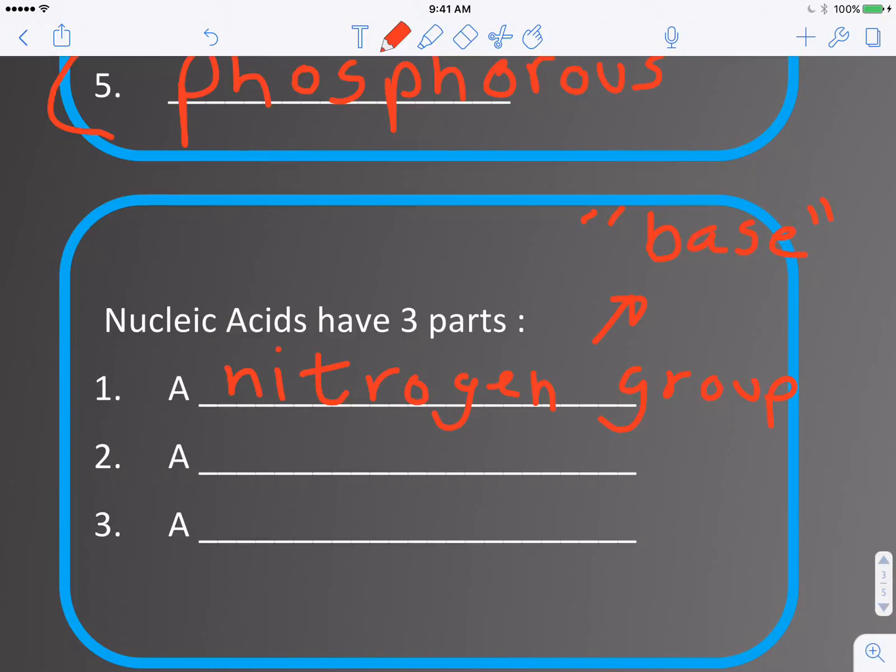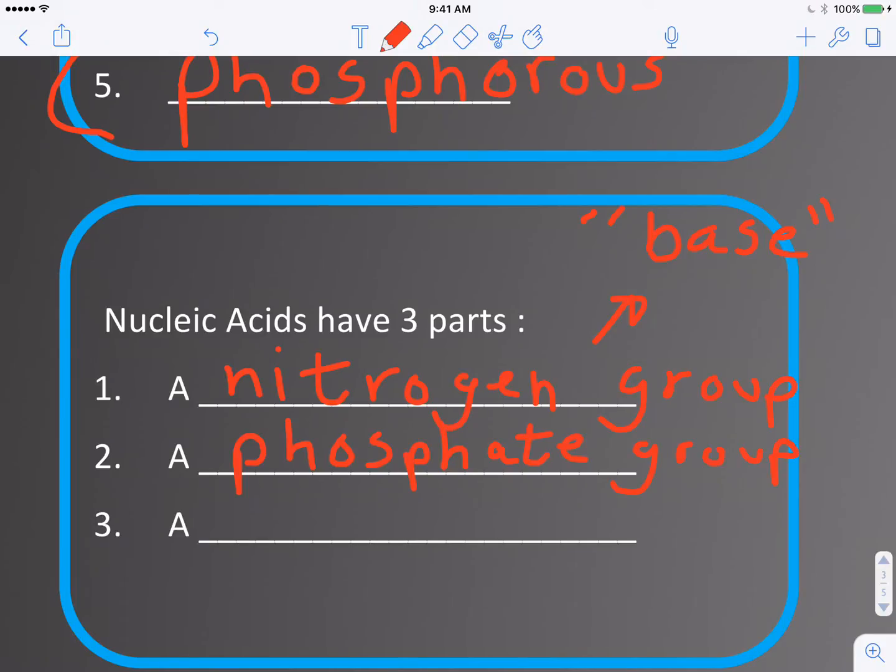Okay? They contain a phosphate group, which we're going to get more into this winter, as I said. Just know, again, that phosphate group contains a phosphorus. Some other things too, but know it contains a phosphorus. It's right there in the name.